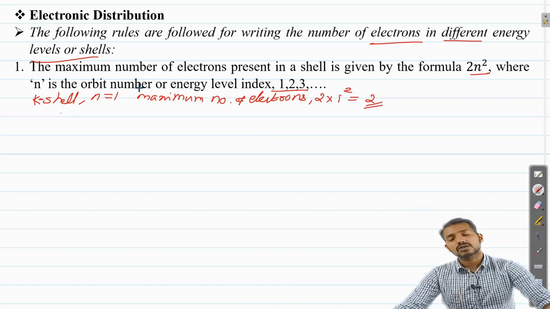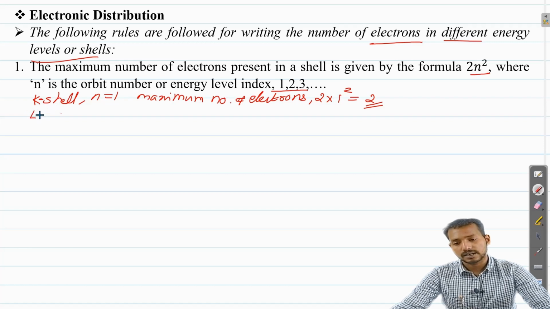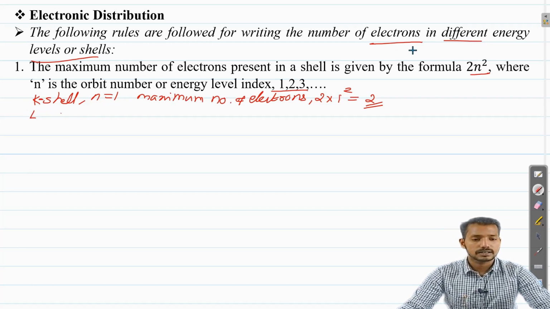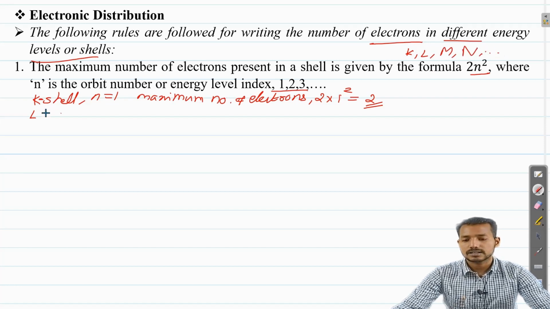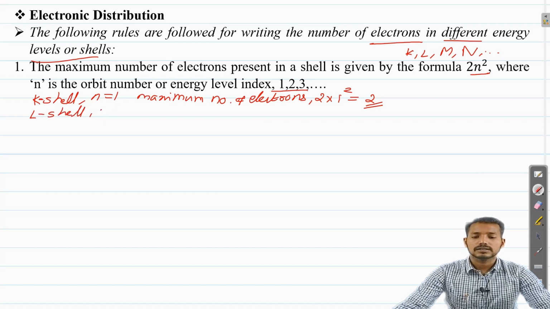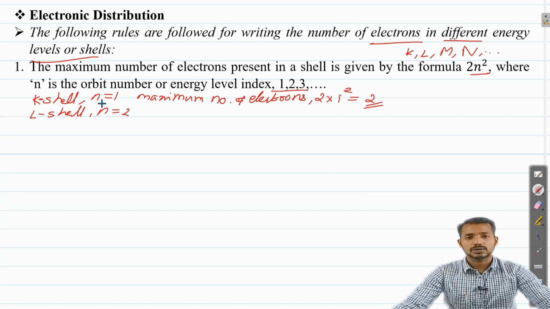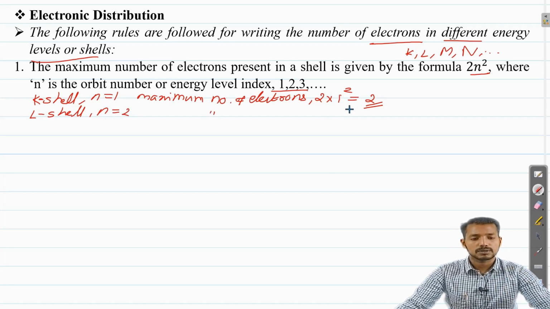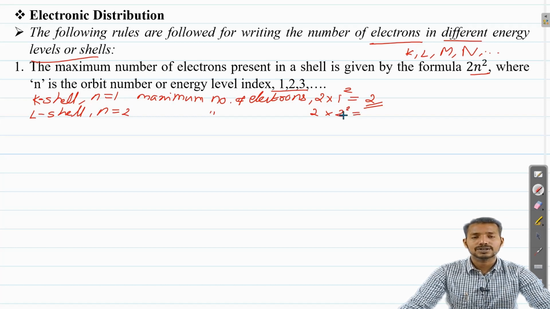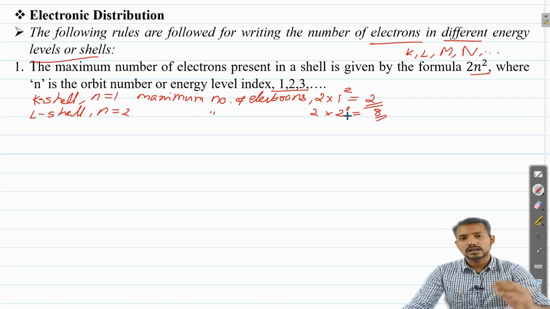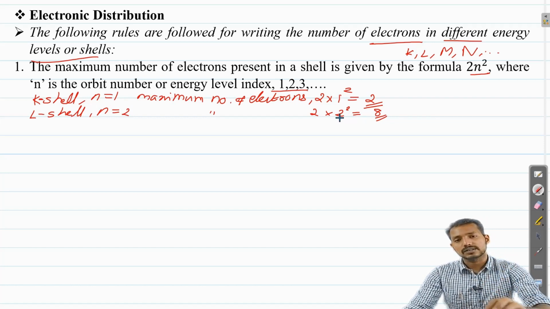And in the case of L shell, that is second energy level, KLM, that is the level we have learned, K, L, M, N, etc. This is the way. So the second shell is the L shell or orbit, both words we can use. The energy level index is n equal to 2. So the maximum number of electrons will be 2 into 2 square, which is 4 into 2 is 8. So in the second orbit or shell, the maximum number of electrons allowed is 8.